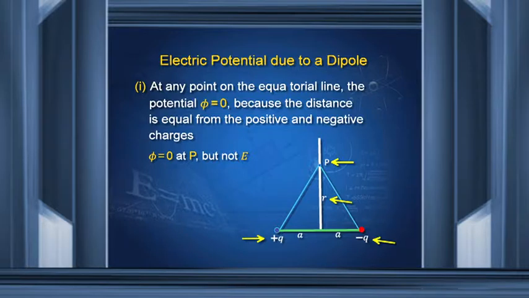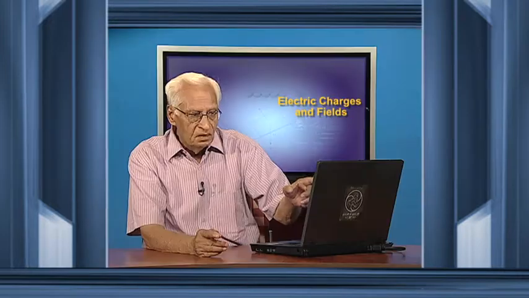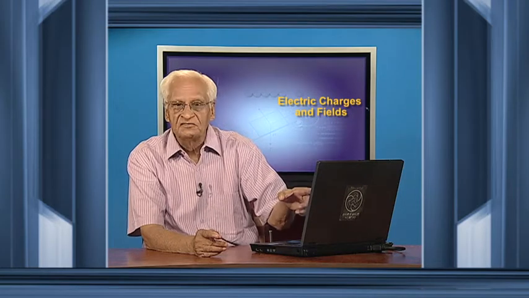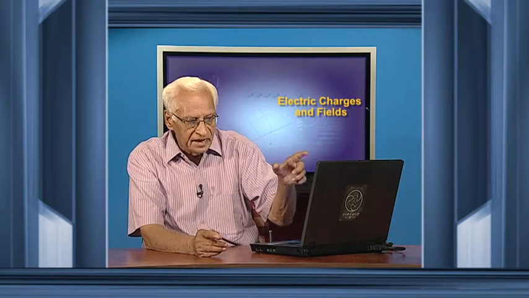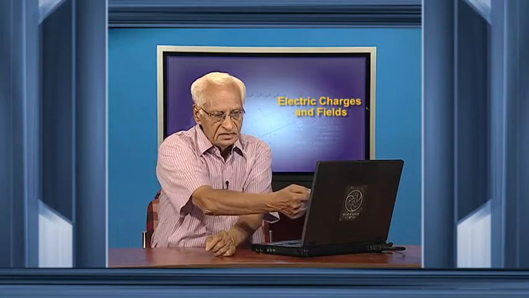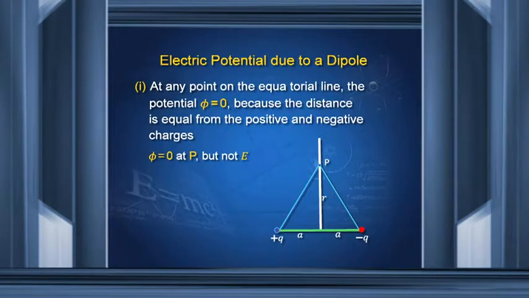So, what we do is find the potential at P due to q, which is q by this distance, and then minus q, the potential at P is minus q divided by this distance. Since these two distances are equal and these are two opposite charges, therefore, the potential at P is equal to 0. But the electric field, as we found in the last lecture, at P is not equal to 0. The electric field is in this direction, whereas the potential is equal to 0.